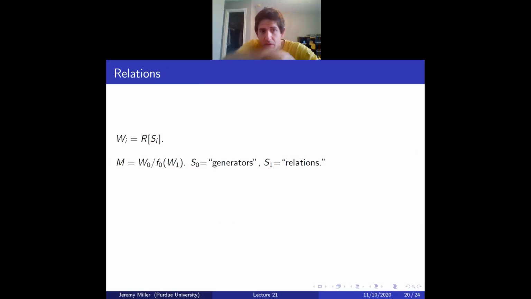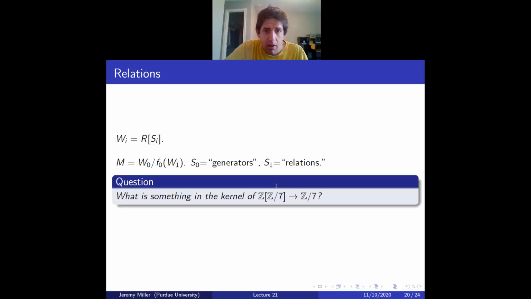So what are relations? M is going to be W0 modulo F of W1. So you can think of W0 as generators and W1 as relations. Let's say we took this stupidly big set of generators for Z mod 7. What are the relations going to be? Relations are just things in the kernel.